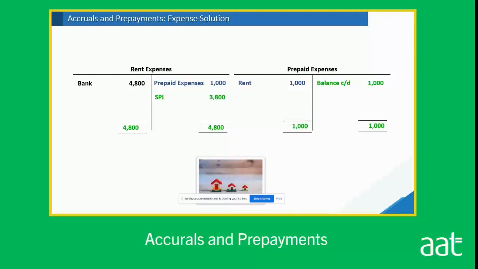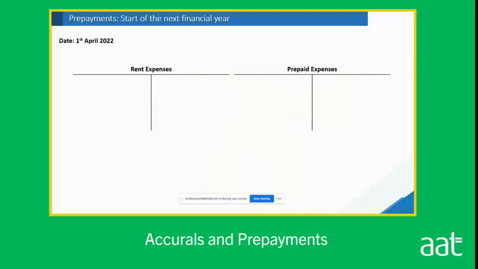So turning our attention now to that 1st of April 22, the very next day, the first day of my next financial period, I will have an asset balance of £1,000 on my prepayment account.